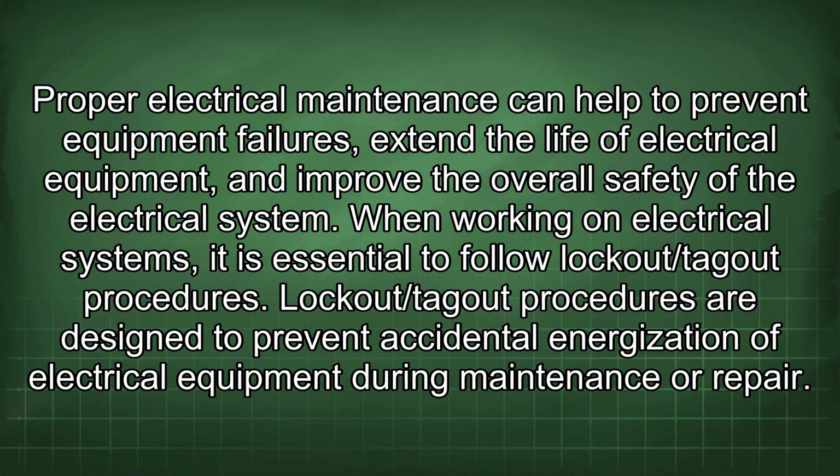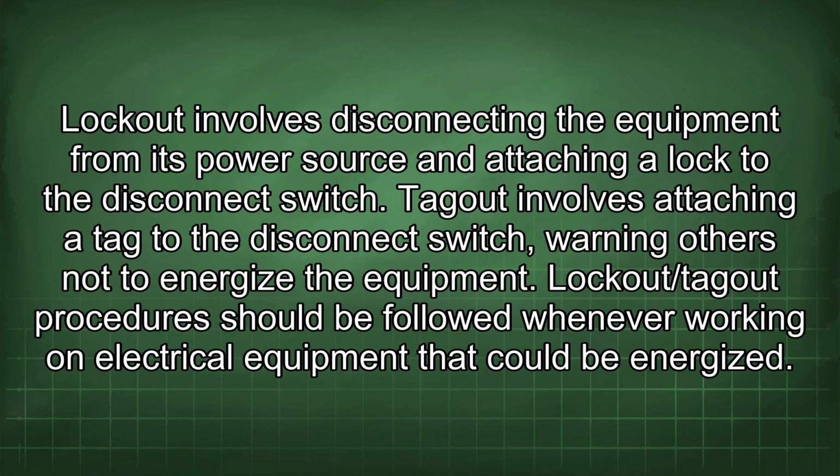When working on electrical systems, it is essential to follow lockout/tagout procedures. Lockout/tagout procedures are designed to prevent accidental energization of electrical equipment during maintenance or repair. Lockout involves disconnecting the equipment from its power source and attaching a lock to the disconnect switch. Tagout involves attaching a tag to the disconnect switch, warning others not to energize the equipment. Lockout/tagout procedures should be followed whenever working on electrical equipment that could be energized.